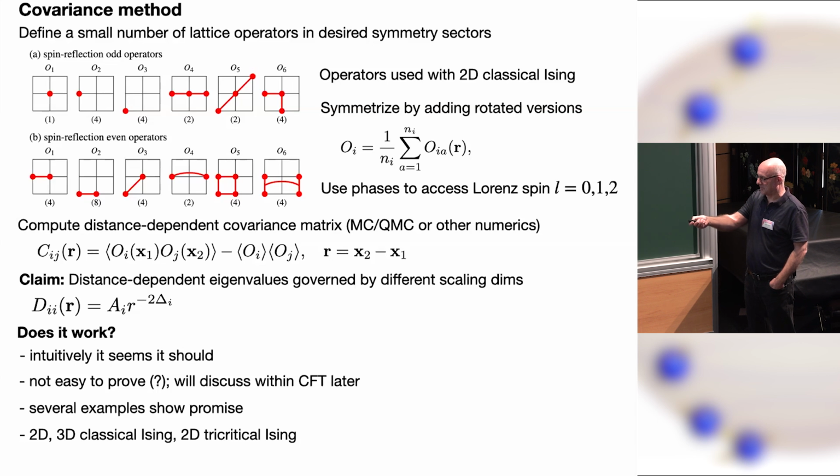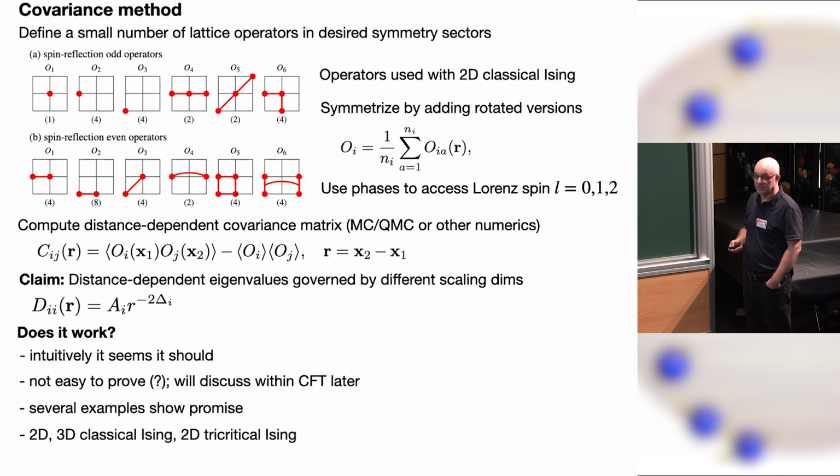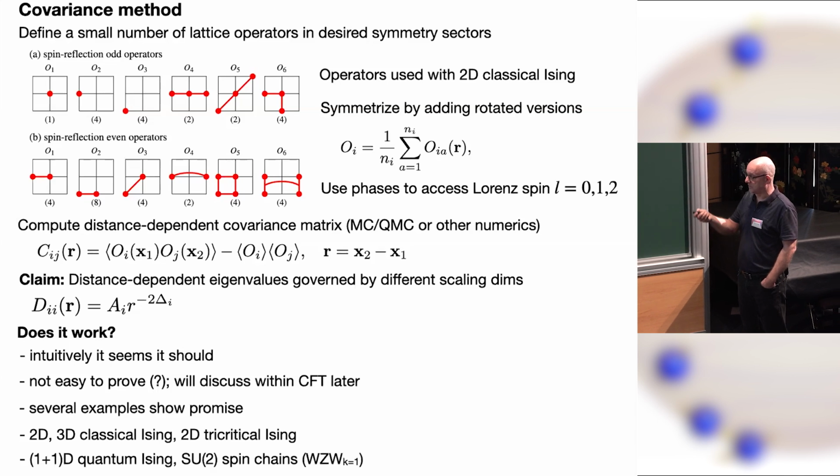So these are the examples I will talk about: 2D and 3D classical Ising, and 2D tricritical Ising. And then later on, well, actually, even first I will discuss this transverse field Ising chain, which is a quantum model, of course.